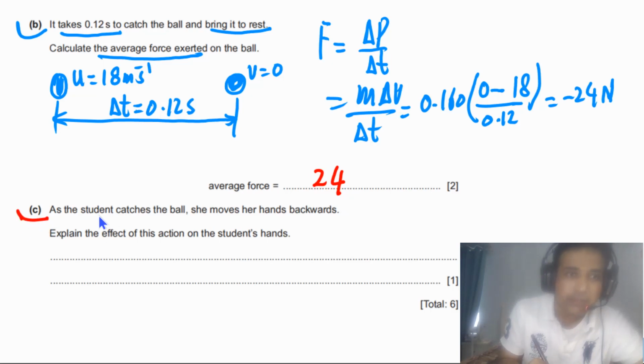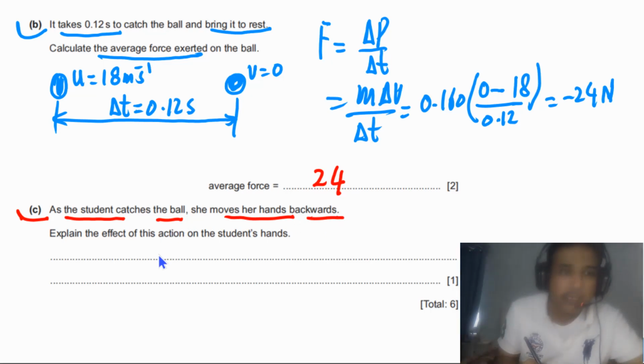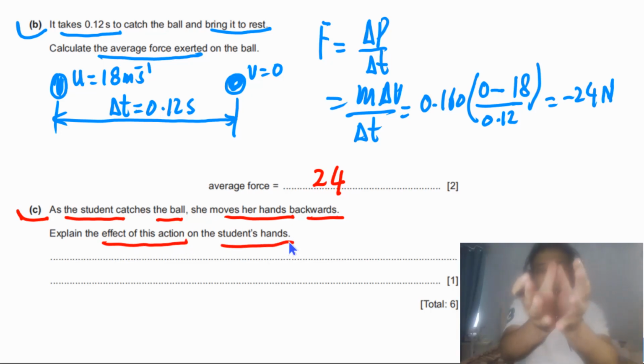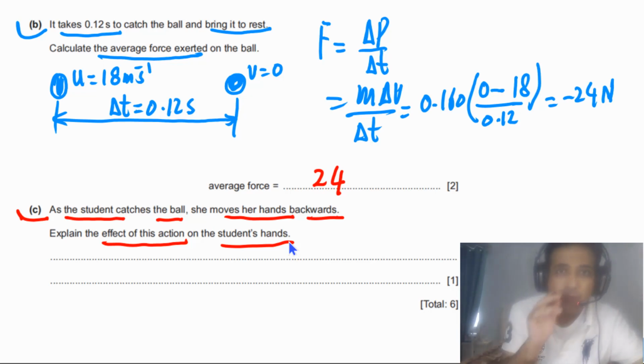For part C, it is given to us that as the student catches the ball, she moves her hands backwards. I mean, catch the ball like this and move the hands like this. Explain the effect of this action on the student's hands. Why does the student, when catching the ball, move the hands back? So what is the effect of this action on the hands of the student?